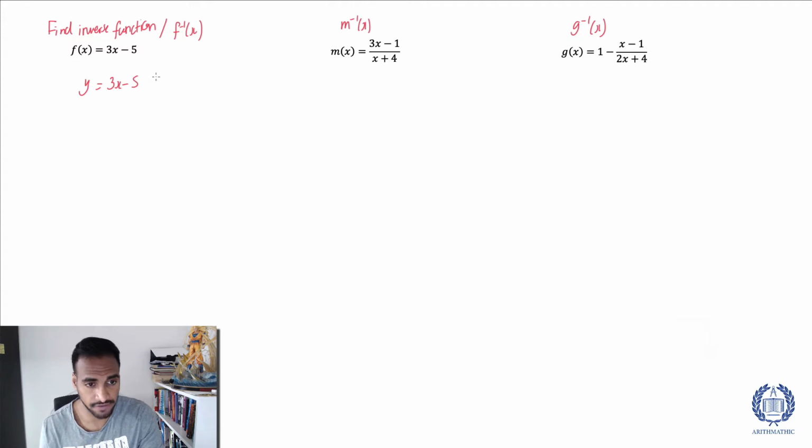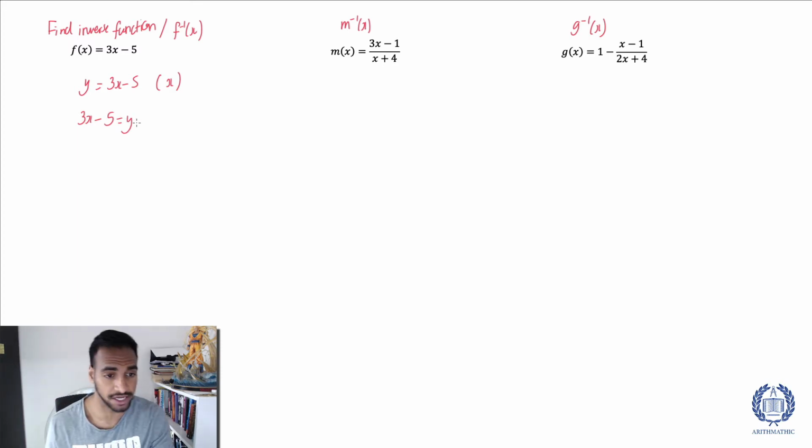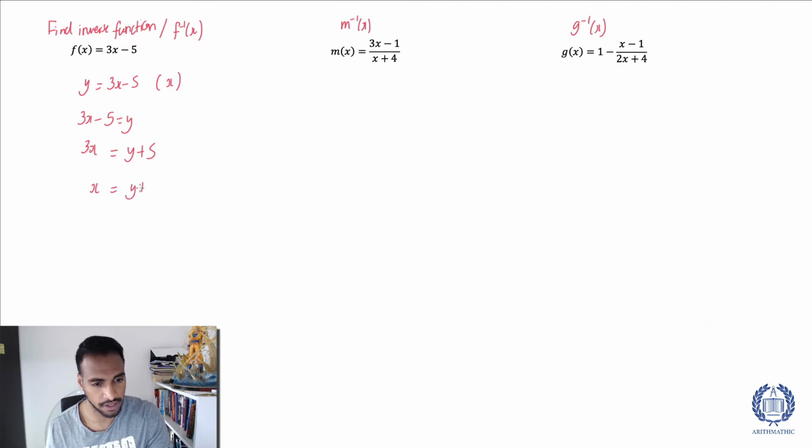And now to find the inverse function, I'm going to make x the subject of this equation. So I have y equals 3x minus 5. I can rewrite this as 3x minus 5 equals y, right? Because remember, I want to make x the subject. So move the minus 5 to the right-hand side, so it becomes plus 5. And now the final step is to divide by 3. So you're going to have y plus 5 divided by 3. That's how you make x the subject.